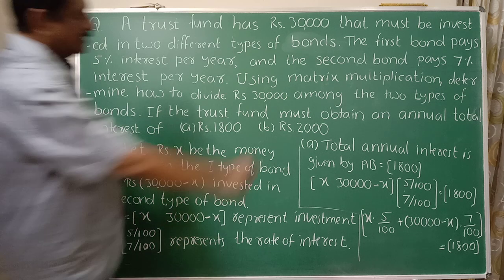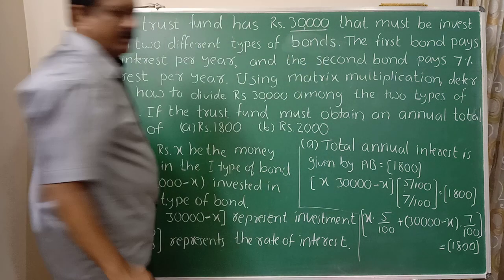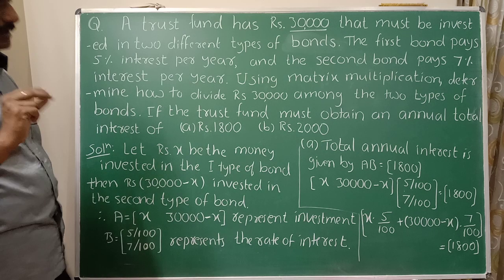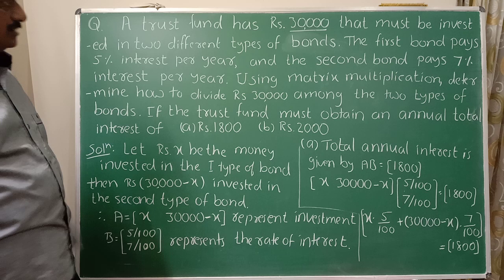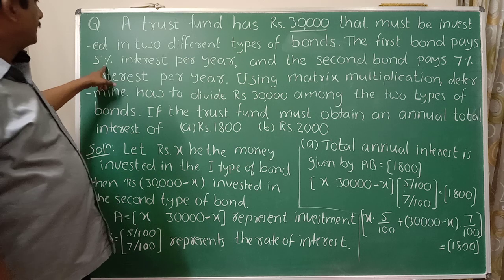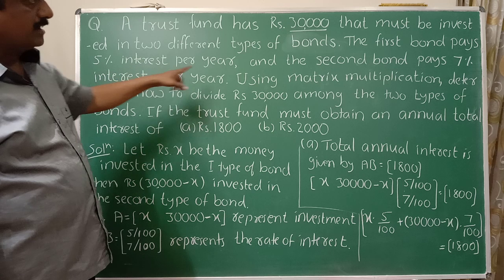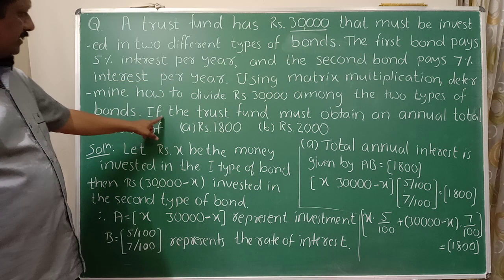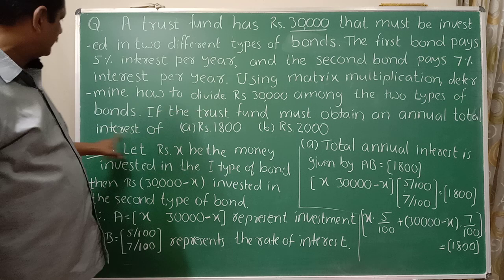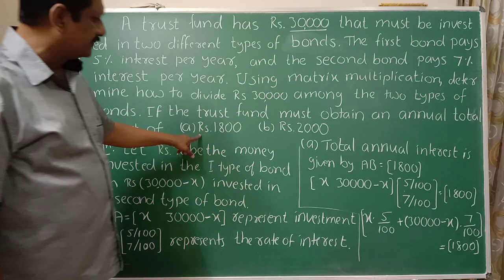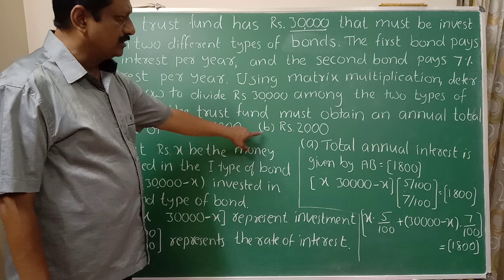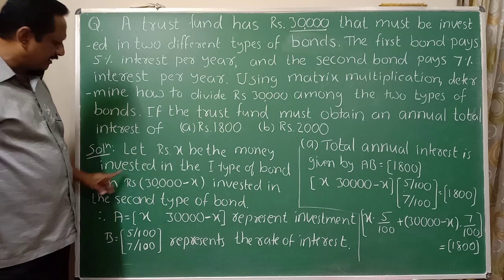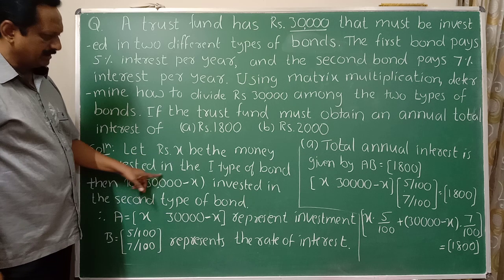So he has a total of 30,000 rupees that he wants to invest in two types of bonds. How much must be invested in each, so that the first bond pays 5% interest per year and the second pays 7% interest per year, and the trust fund obtains an annual total interest of rupees 1,800 in the first case and rupees 2,000 in the second? So let us consider X be the money invested in the first type of bond.